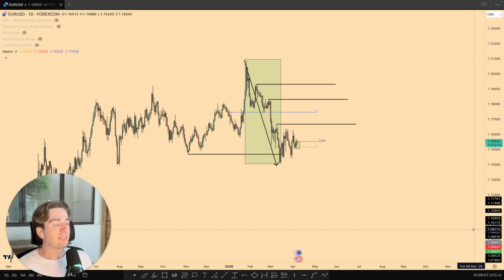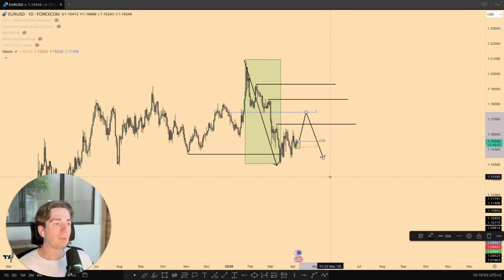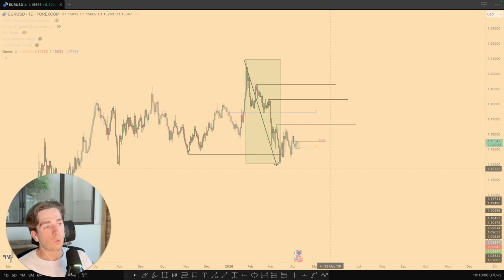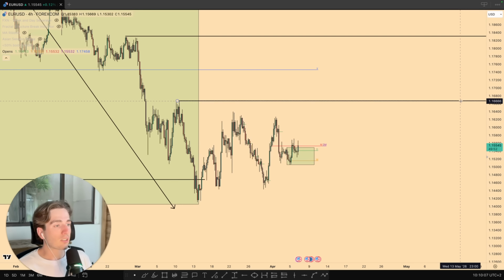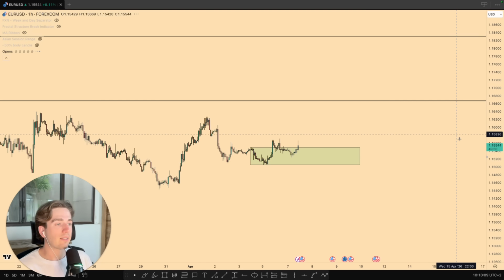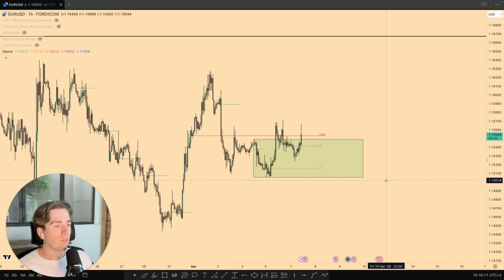But do keep in mind that if it does play out, that would mean that we would have much higher probability shorts from around that yearly open back towards the downside. So let's see. Maybe we can take some lower time frame setups, because taking these kind of trades on the higher time frame is relatively difficult.